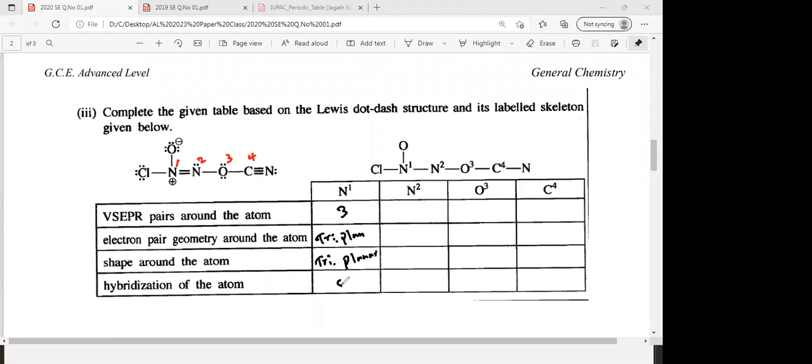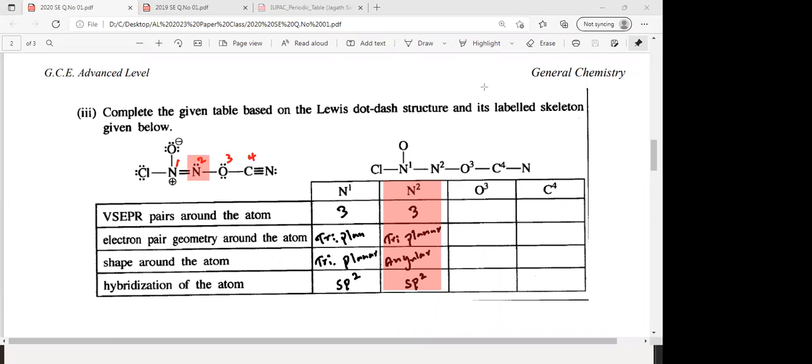This one also trigonal planar. Then this is sp2, right? So then here you get 3. This one trigonal planar. Here angular. And here you get sp2. Is that clear, everyone? Very easy, because we have done a similar question before. No need to worry about this.